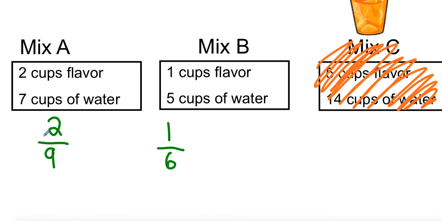So I'm going to find a common multiple for my denominator, or in this case, a common multiple for our total amount of ingredients inside of our pitcher. So I do know that a common multiple between 9 and 6 is 54. And if I multiply 9 by 6, I'll get my common denominator of 54. And if I multiply 6 by 9, I'm still going to get that common multiple of 54.